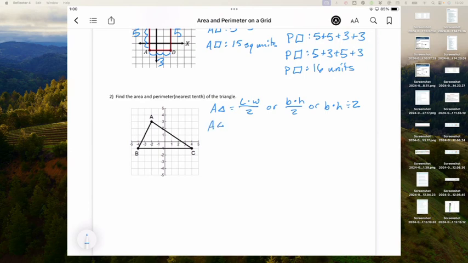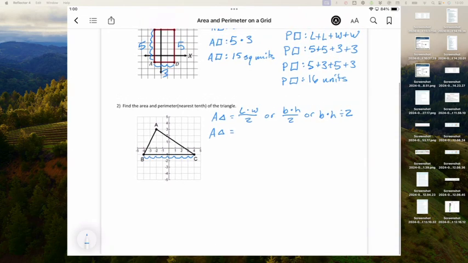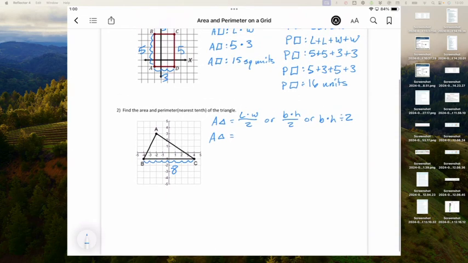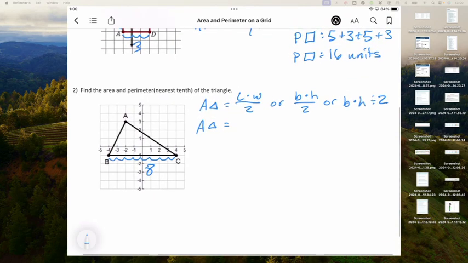So area of a triangle: my length is going to be 1, 2, 3, 4, 5, 6, 7, 8 units. So my length is 8. Now the tricky part here is to recognize the width or the height, depending on how you want to call it. The height is going to be from the highest point of the triangle straight down. So from point A, down 1, 2, 3, 4 units. So our height is going to be 4.